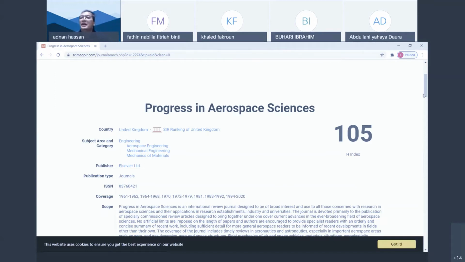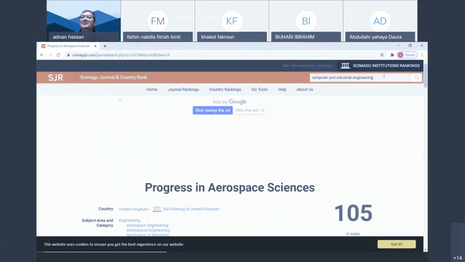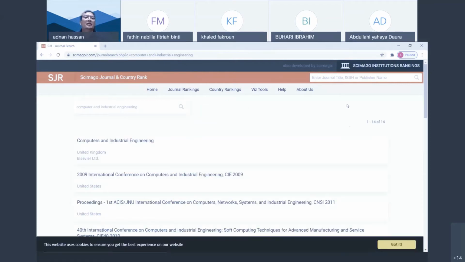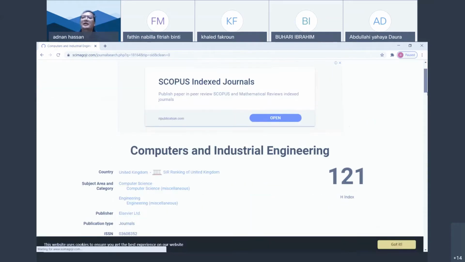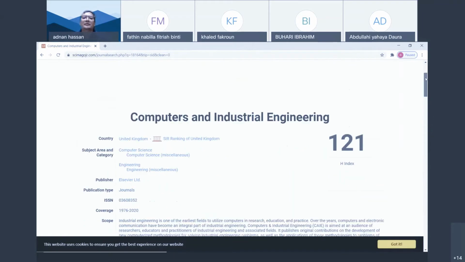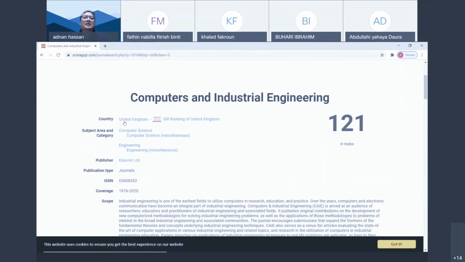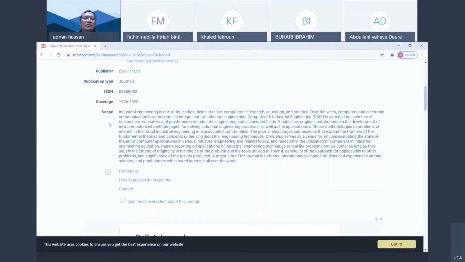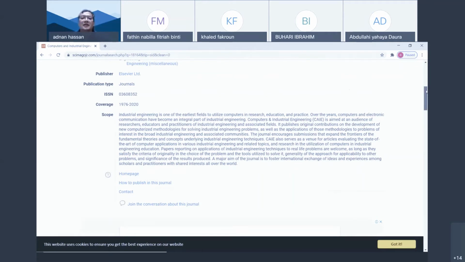Let me try to find another journal, Computer and Industrial Engineering, which is the name of a journal for industrial engineering. You see here, let me click. The H index is 121. It is published in the United Kingdom, and the subject area covers computer science and engineering. This is the description of the journal, because you need to find the right journal to get your materials. There are so many journals available, but you need to select the correct one.